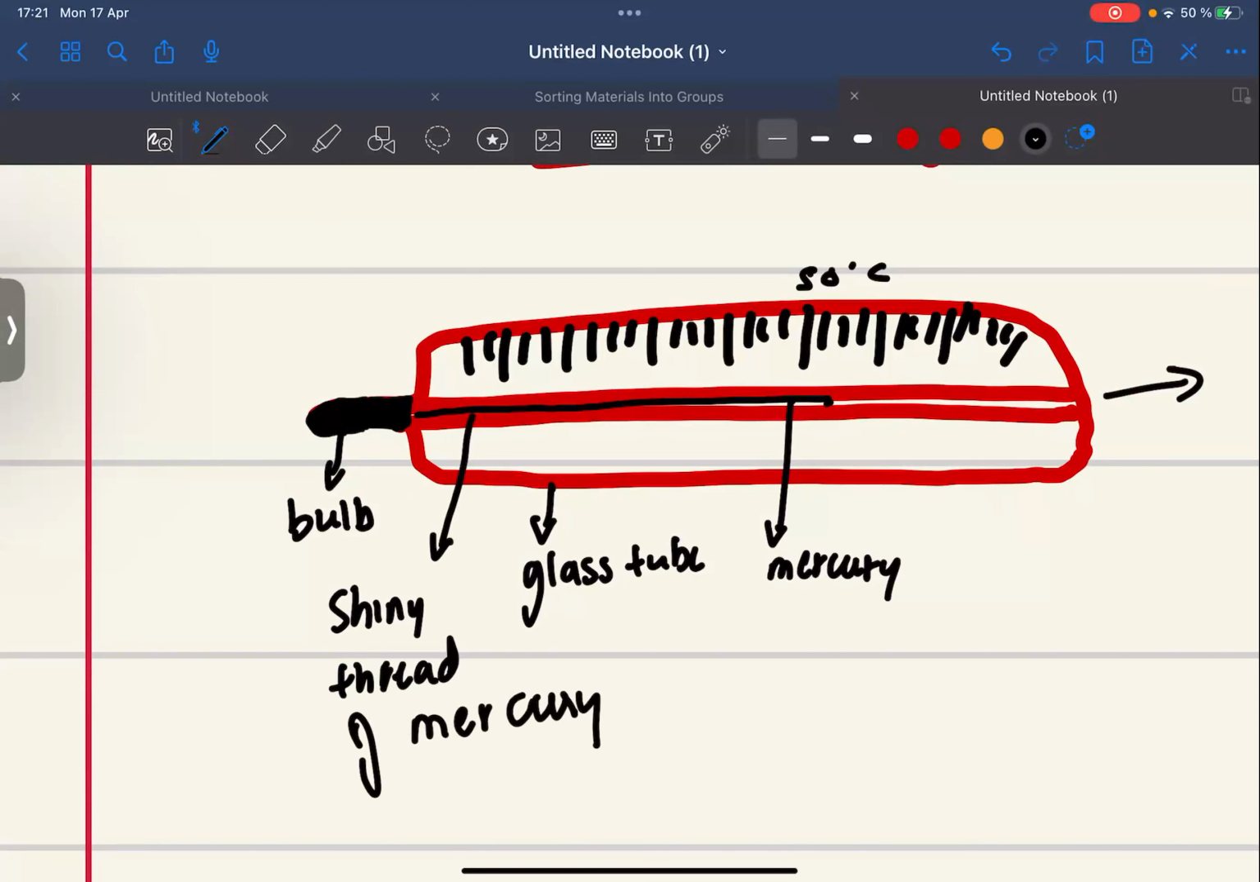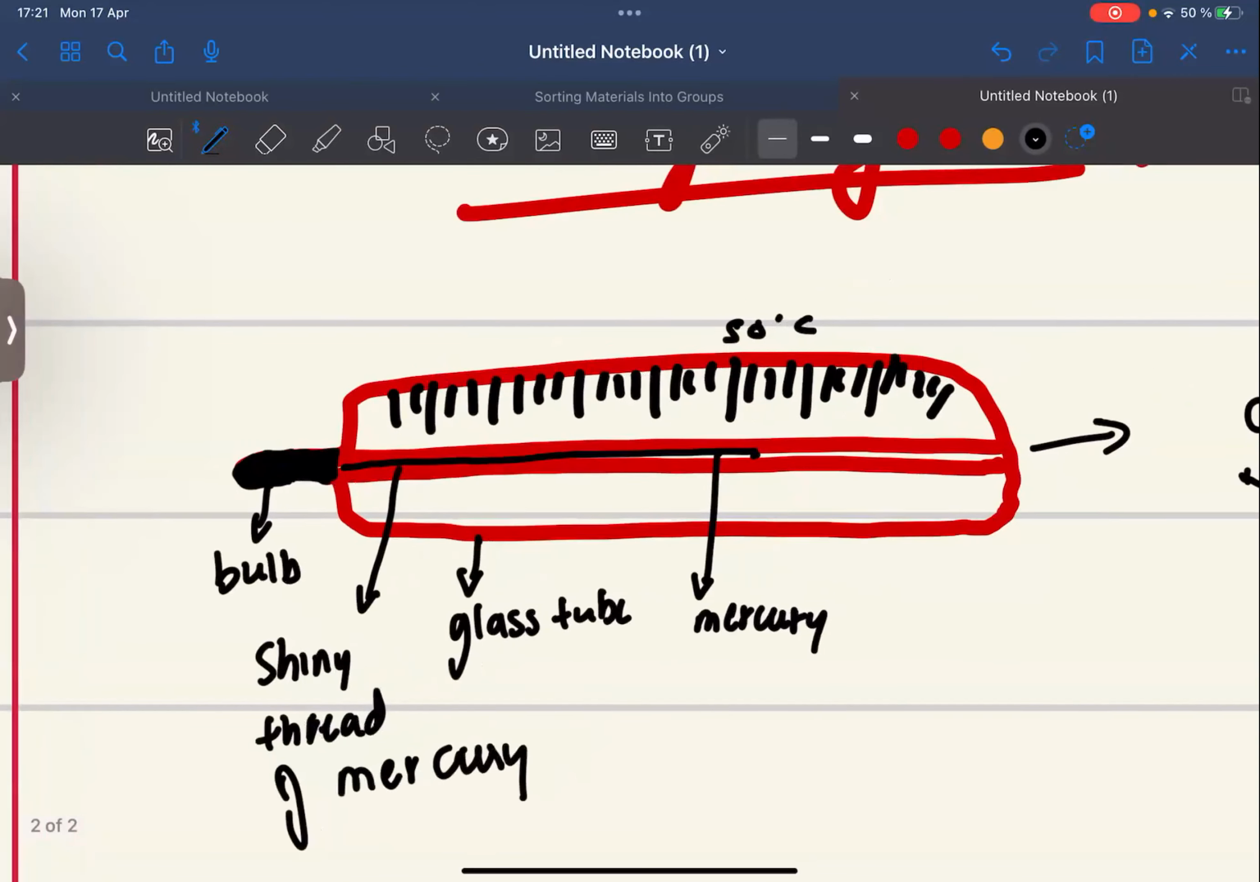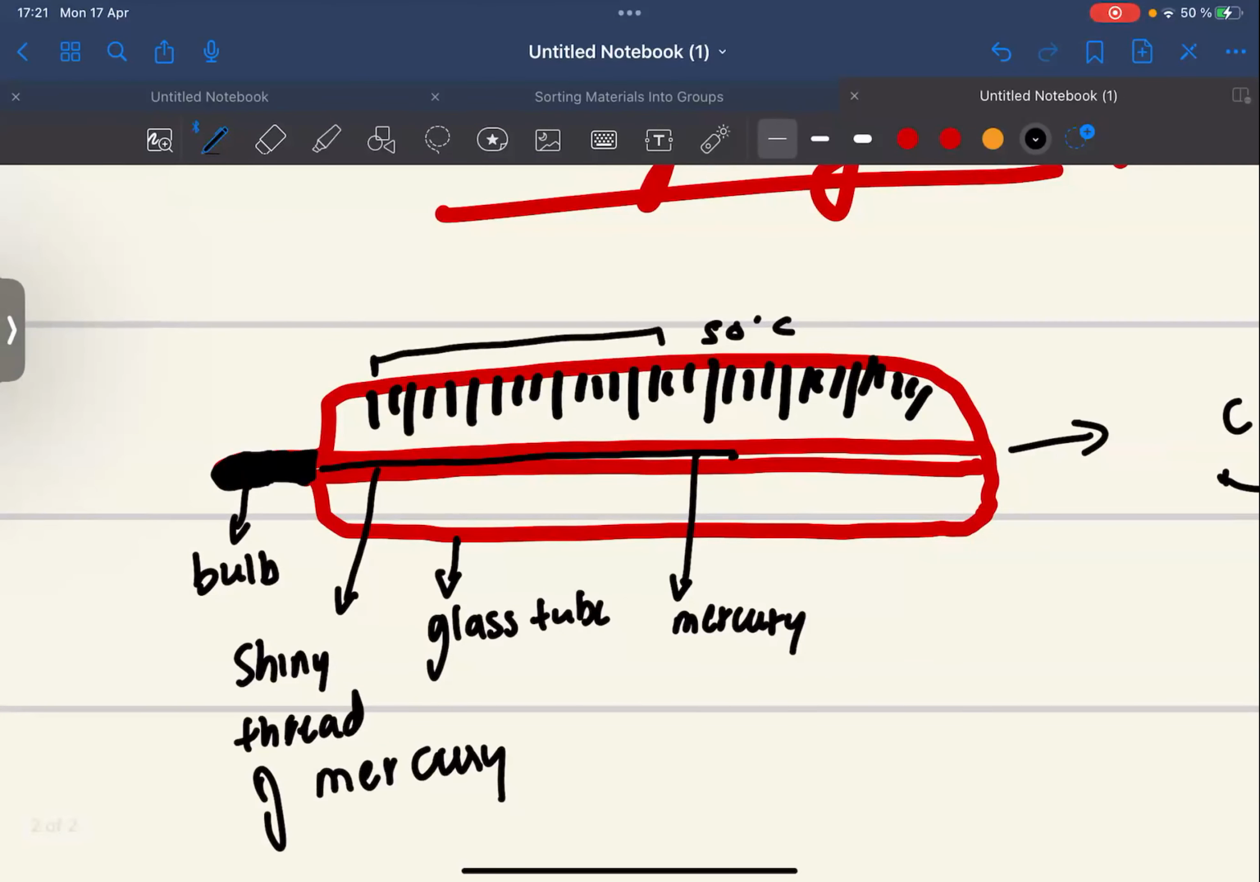Okay, so a small shining thread of mercury can be seen. If you don't see the mercury, you can just rotate the thermometer and you will see a small line. And you will find all these lines is the scale. The scale will depict the degree Celsius. Degree Celsius is the temperature.